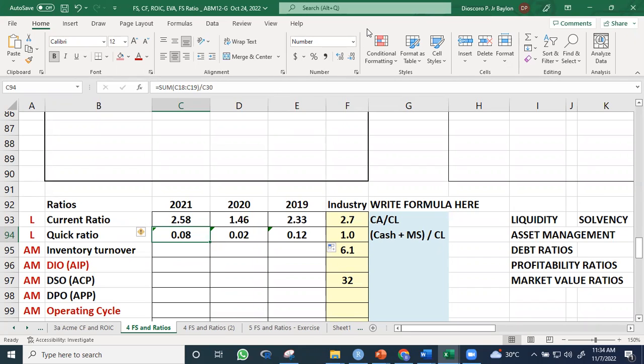Okay, let me pause again, class. Paki-chat kung clear so far yung comparison natin dun sa liquidity ratios natin na current ratio at saka quick ratio. Clear tayo so far? Please, thank you. Okay, let's give our classmates a few more seconds.